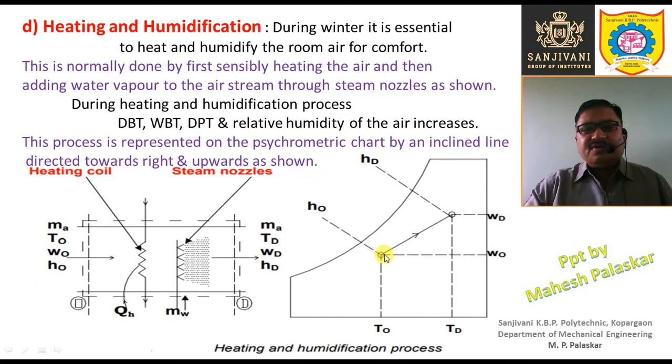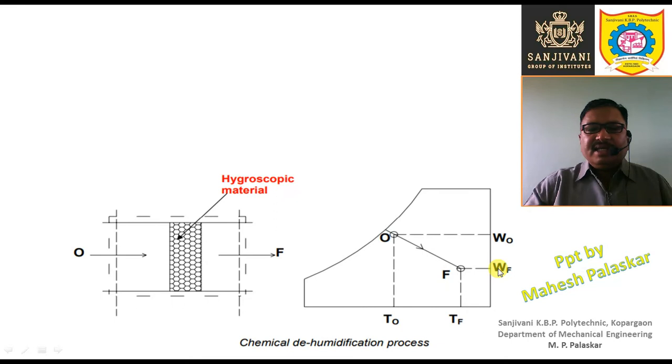So this process is shown by this arrow which is pointing towards the right and upward direction. So that is heating and humidification. The dry bulb temperature is increased, the specific humidity is also increased, the wet bulb temperature is increased, the dew point temperature is increased, the specific enthalpy is increased, the latent enthalpy is also increased. Since it is heating and humidification, almost all these properties are increased during this process. Next one is the chemical dehumidification process.